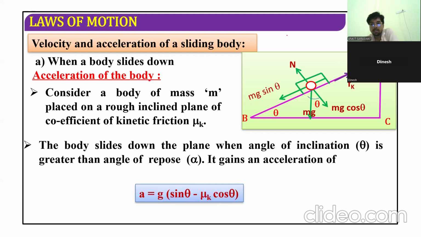You should remember this. When the body is going down, a will be g sin theta minus mu k g cos theta. Remember, you will apply this formula when the body is going down.